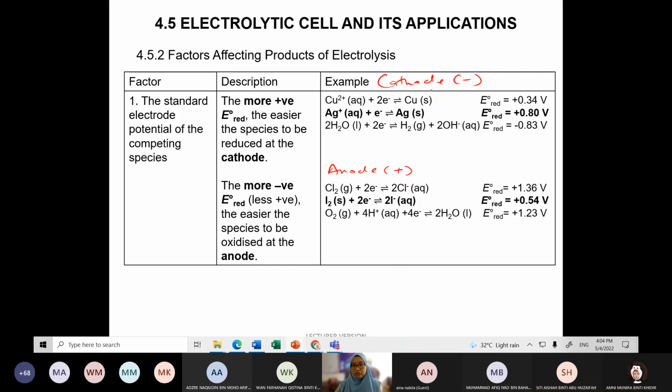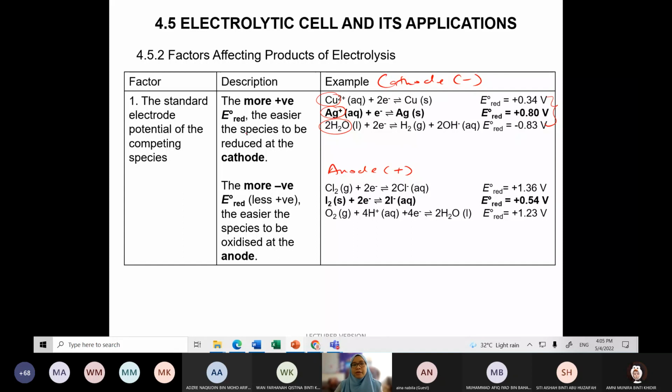The negative charge electrode will attract the positive ion. So we separate them into two categories, the positive ions and the negative ions. As you can see, these are all positive ions, and we have H2O. So Cu2+, Ag+, and H2O will be attracted to the negative electrode. Between these three, we have to choose which one will be discharged and selected at the cathode, based on the values of the E0 reduction from the SRP table.